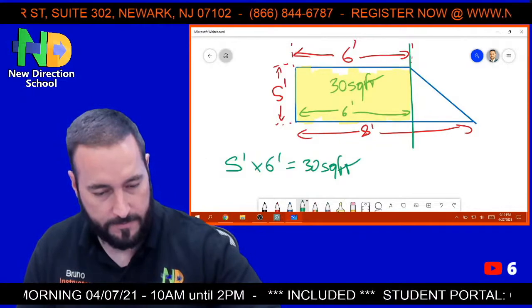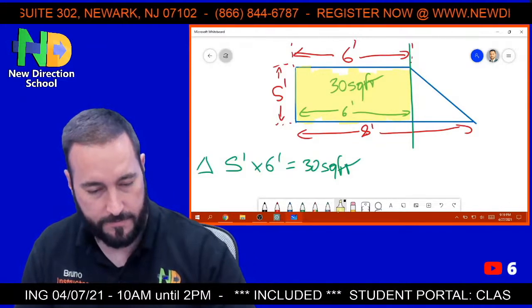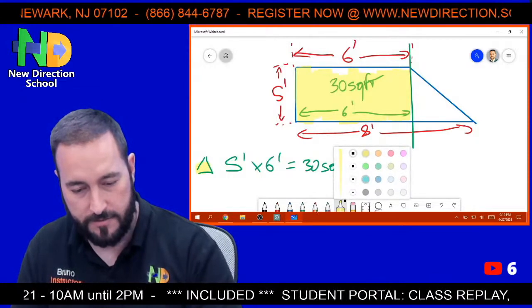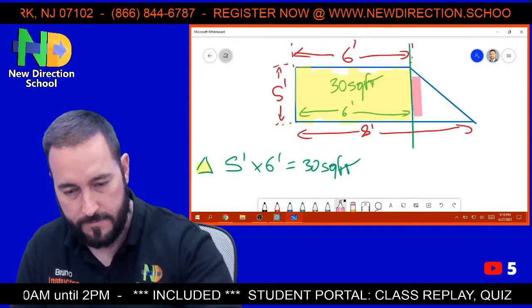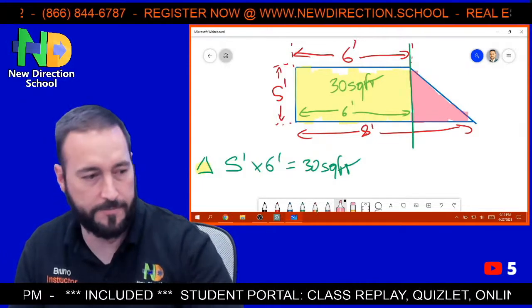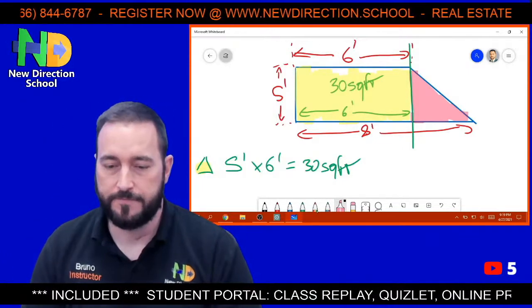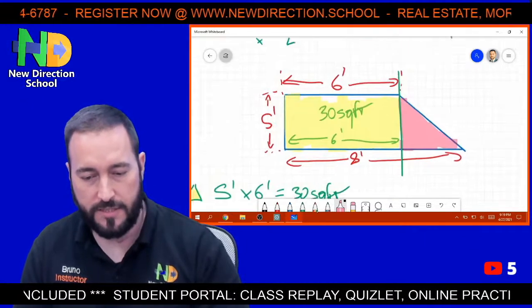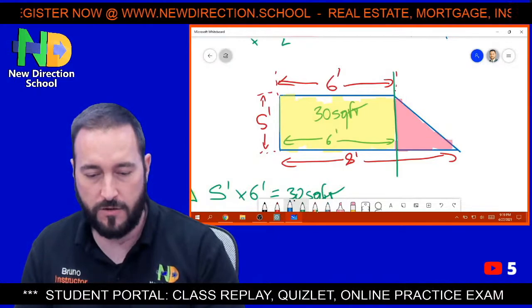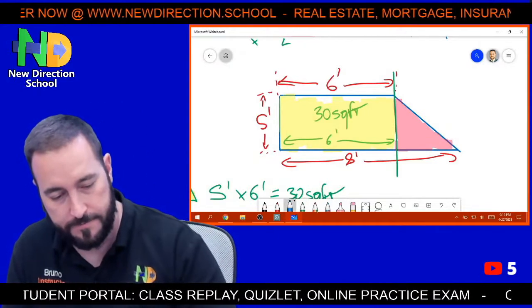And that's the rectangle, I'm sorry. Now we need to figure out the triangle. What do we do? So one thing that's important for you guys to realize, as I was explaining before, is that you always got to close the box.